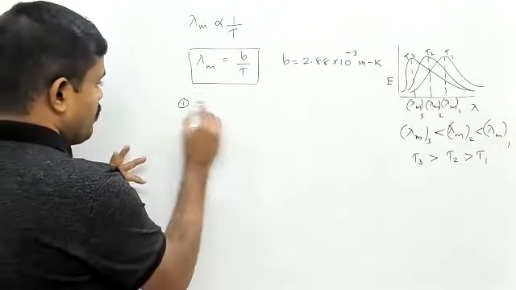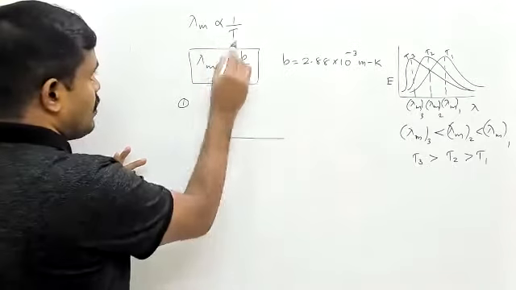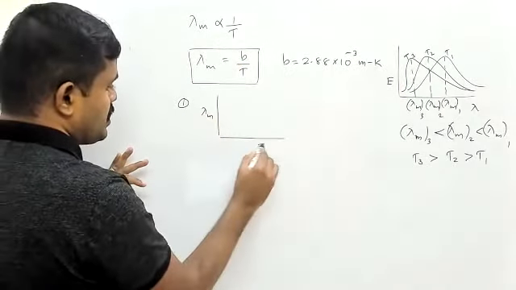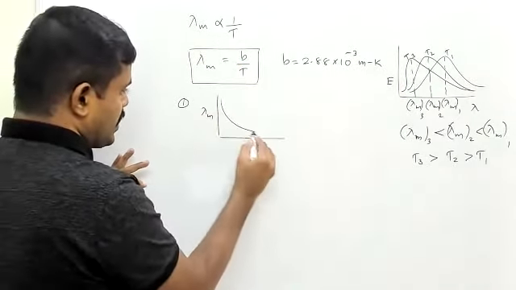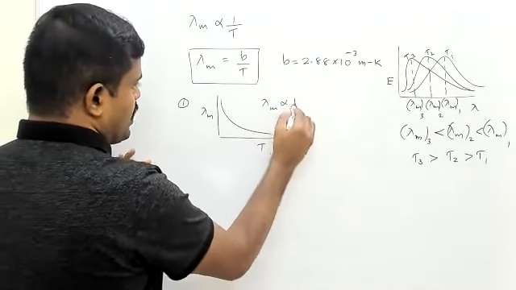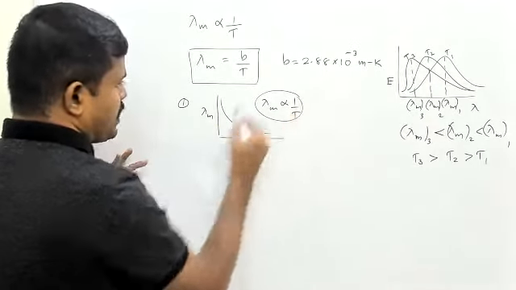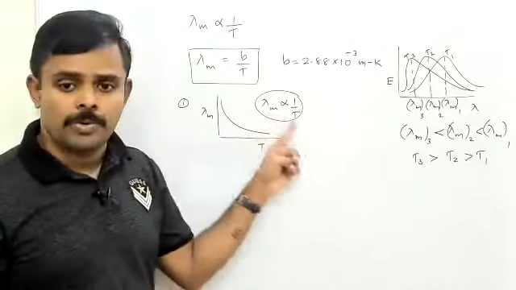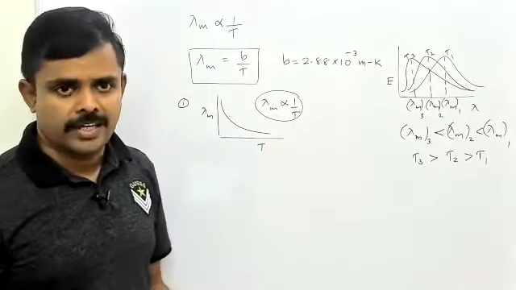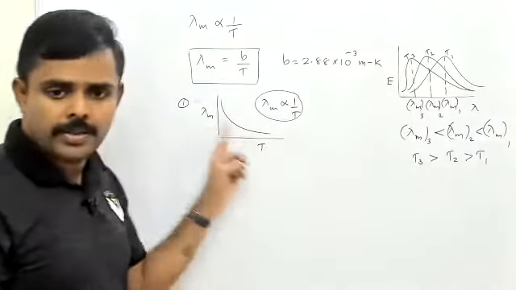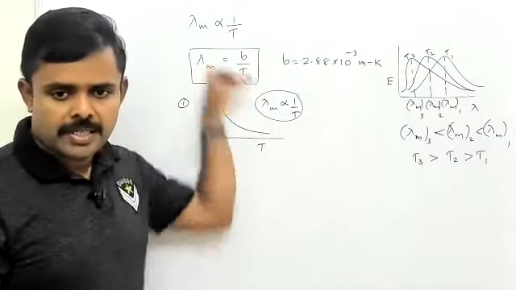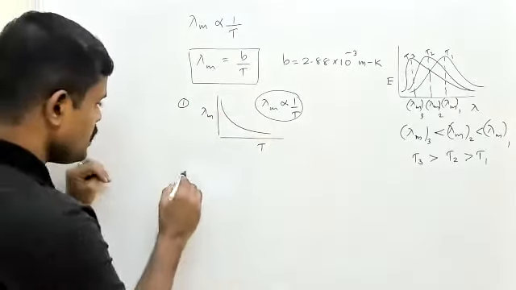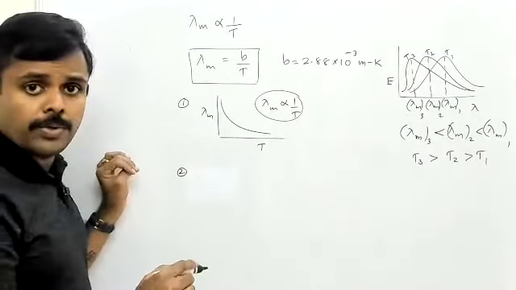And then we have a couple of graphs here. Graph number 1, lambda m and T. If I take lambda m here, T here, the graph will be a rectangular hyperbola. Why? Because lambda m is proportional to 1 by T. If we have inverse proportionality, the graph will be a rectangular hyperbola because when one increases, the other must decrease.